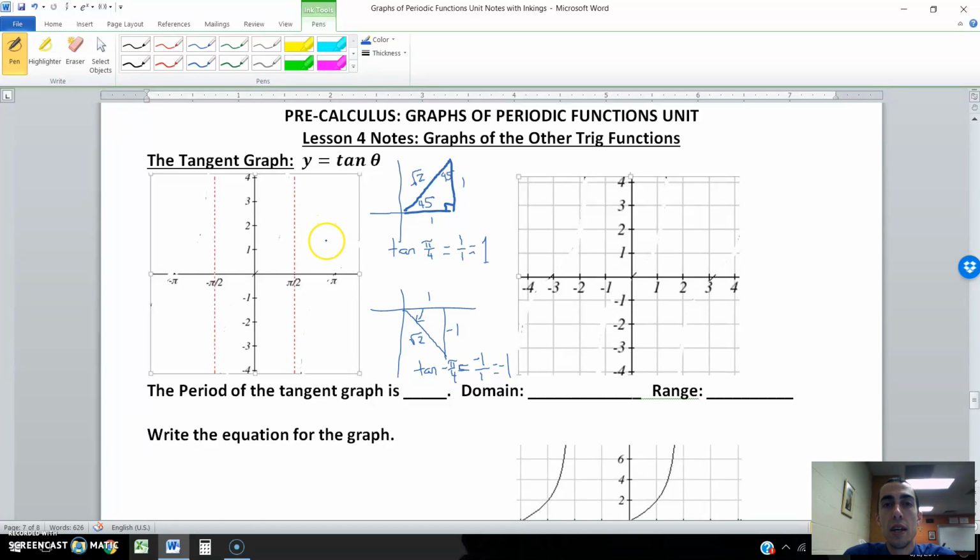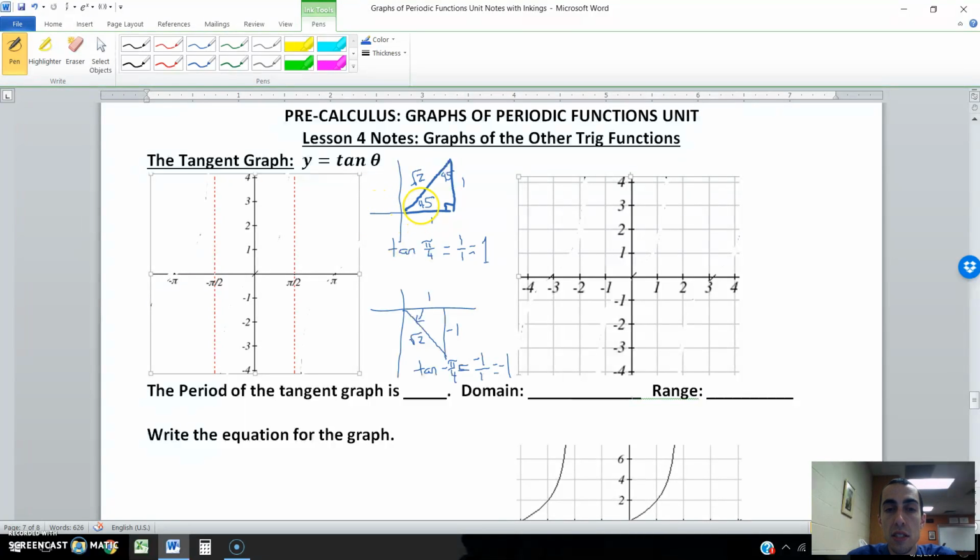Hello again. In our first three lessons, we studied the sine and cosine graphs. In today's lesson, we're going to study the other four trig functions graphs: tangent, cotangent, secant, and cosecant. Let's start with the tangent graph.